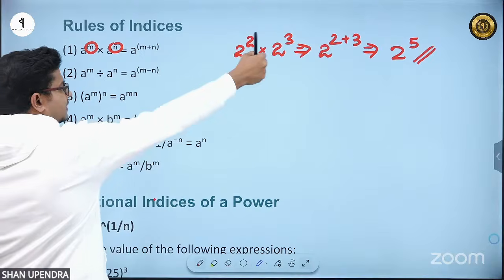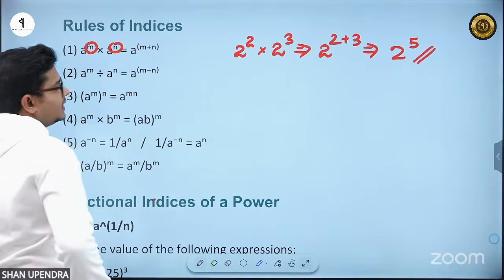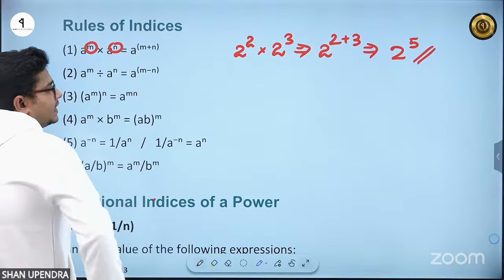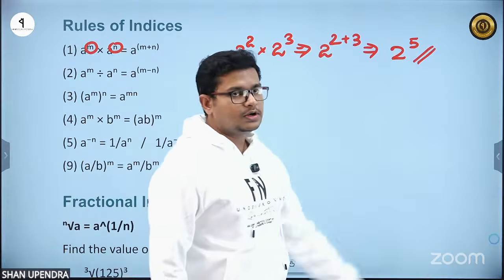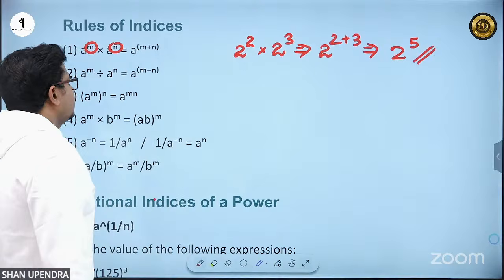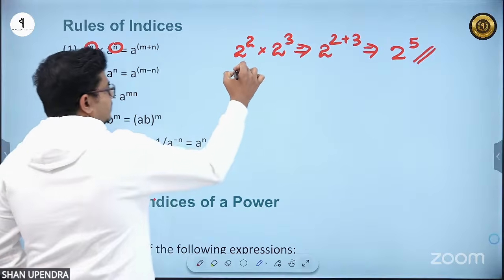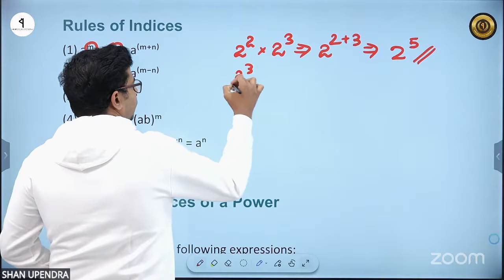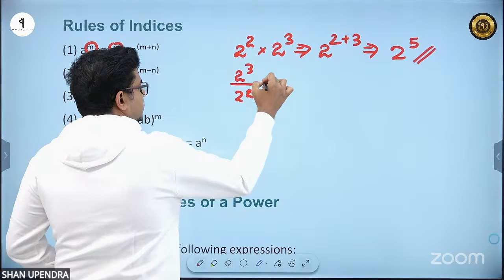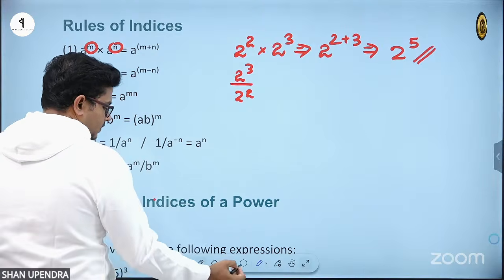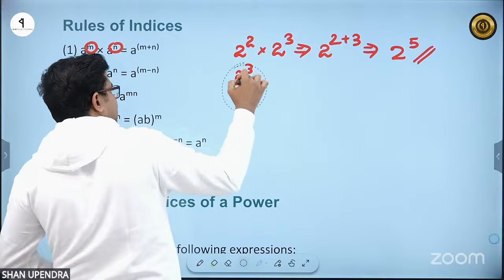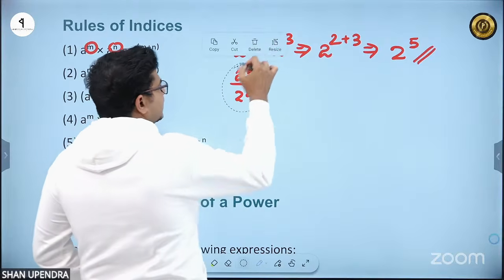If there is a multiplication, you can add the indexes, and finally you can write 2 to the power 5. If there is a division, like 2 to the power 3 over 2 to the power 2, then you can take the difference. Okay, it's a simple thing. Again, you can take the difference.